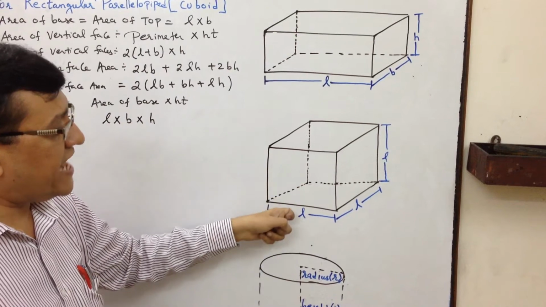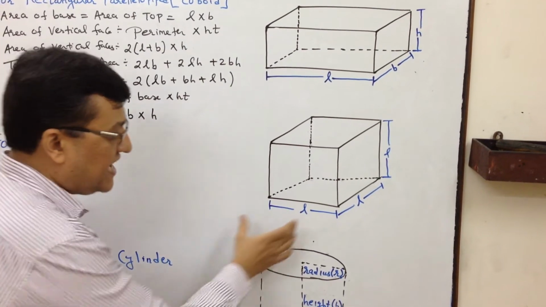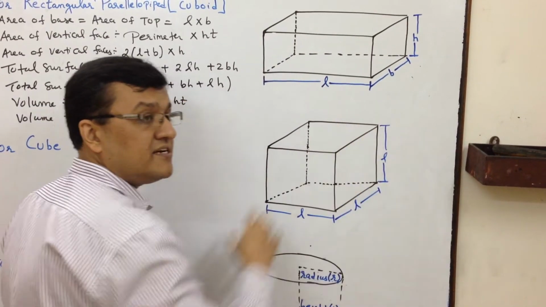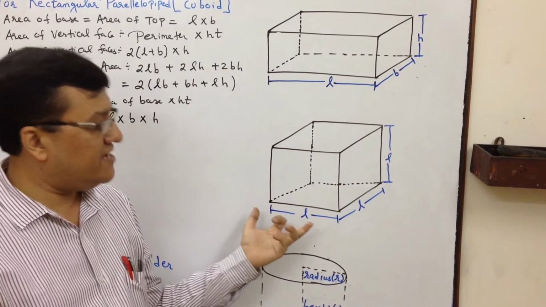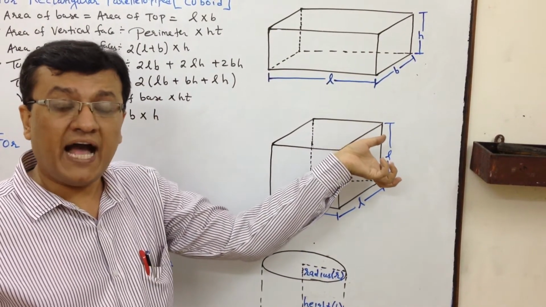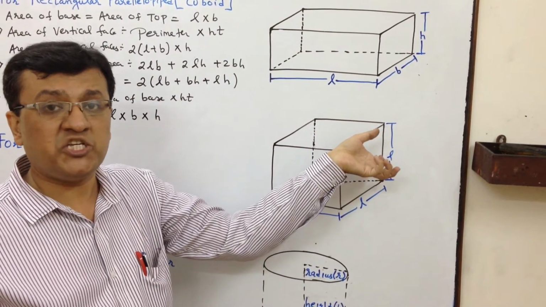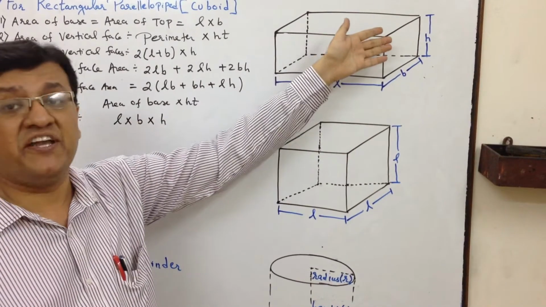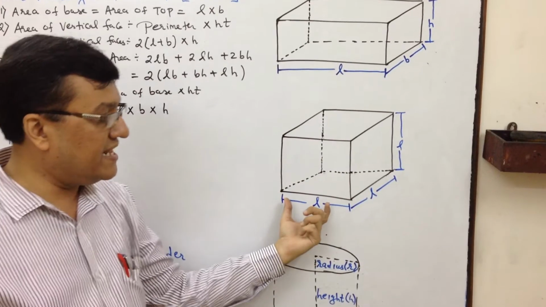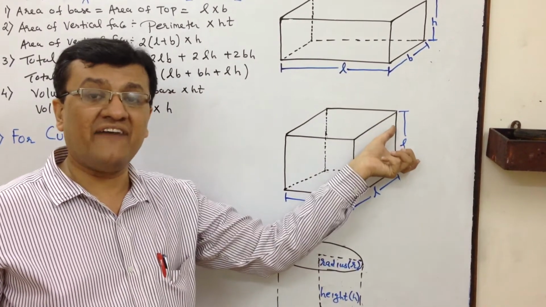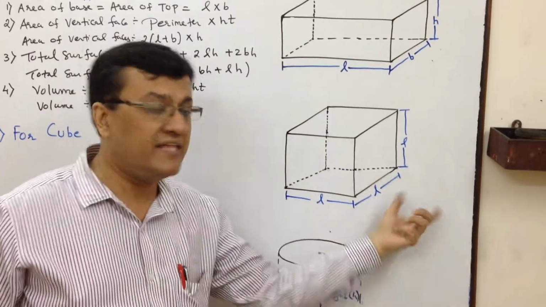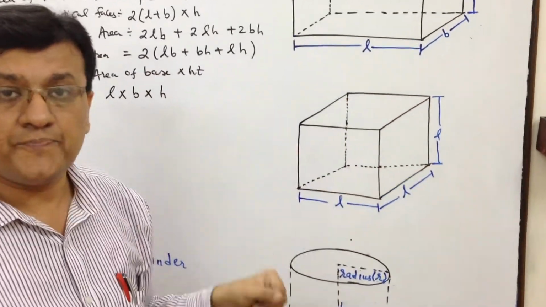Now if you focus on the diagram of the cube, you will find I have written length here, length here, and length here. What do I mean by this? The length, the breadth and the height in a cube are the same, whereas they were different for a rectangular parallelepiped. The only difference is that length, breadth and height have the same dimensions. Thus breadth is also length, and height is also length.